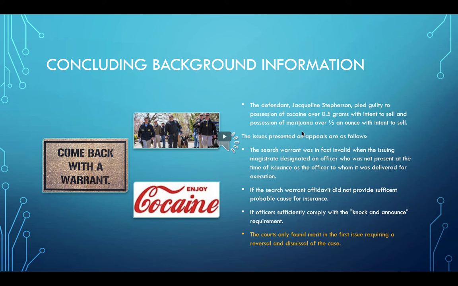Now, the issues presented on appeal were that the search warrant was invalid when the issuing magistrate designated an officer who was not present at the time of issuance as the officer to whom it was delivered for execution. Also, whether the search warrant affidavit did not provide sufficient probable cause for issuance, and whether the officers sufficiently complied with the knock and announce requirements. The courts only found merit in the first issue, requiring a reversal and dismissal of the case.